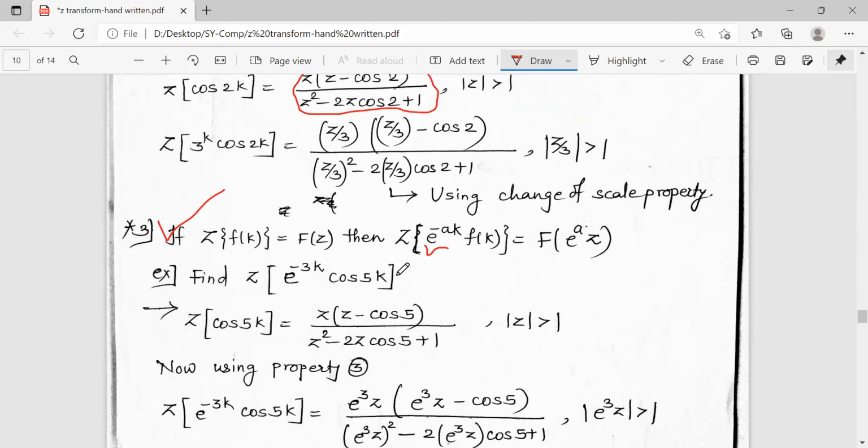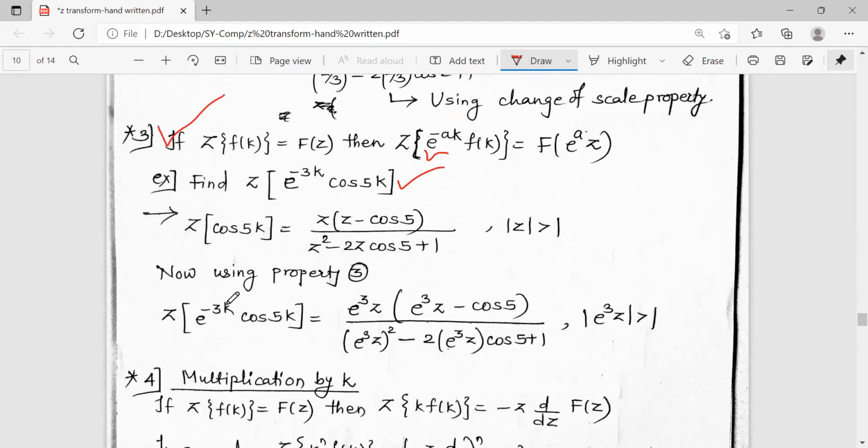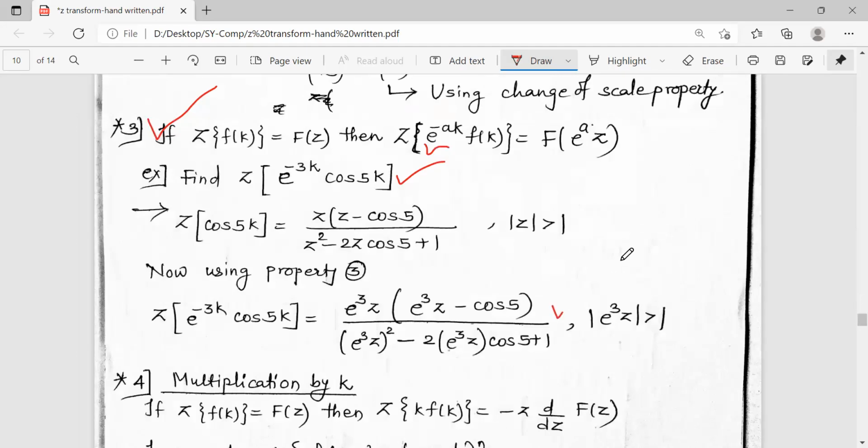E raised to minus 3k cos of 5k. What is that? The transform of cos 5k is just the standard result, z cos alpha, which we use. And then if it is multiplied with e raised to minus 3k, then that z will be replaced with e raised to 3 into z. Only that much you have to change in the expression, and similarly in the region of convergence. So this is the transformed expression which we have to use. The region of convergence is modulus of e raised to 3 into z greater than 1.